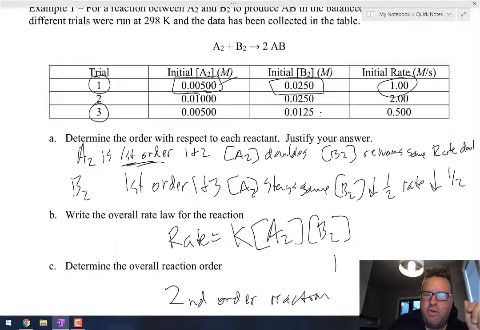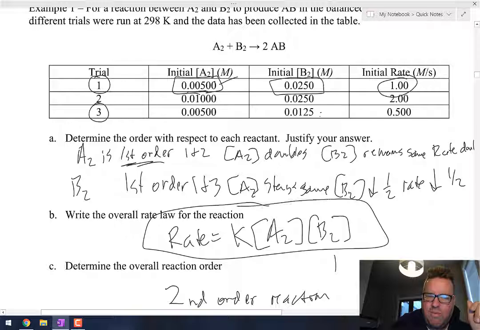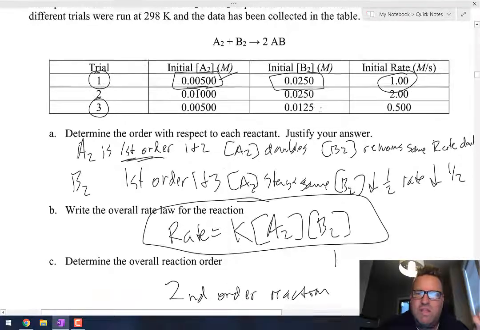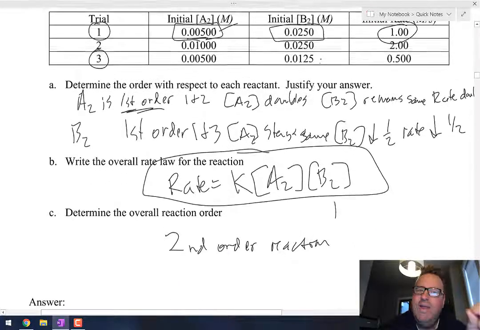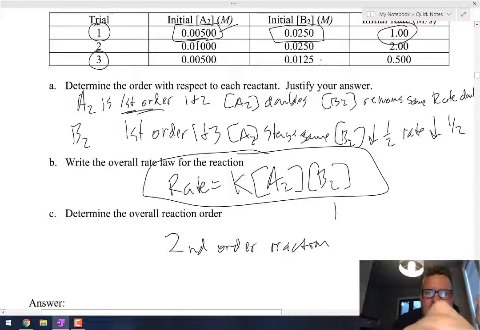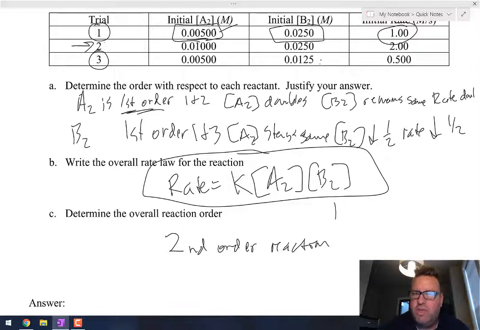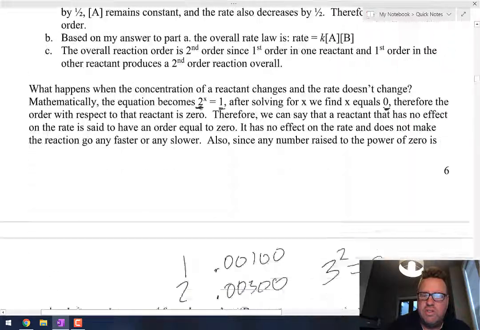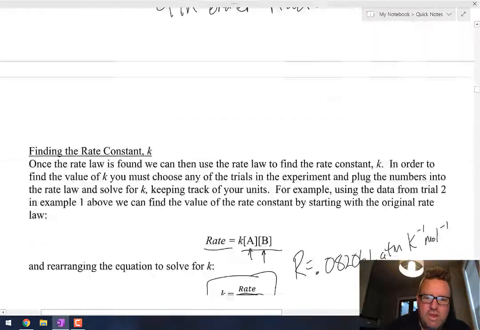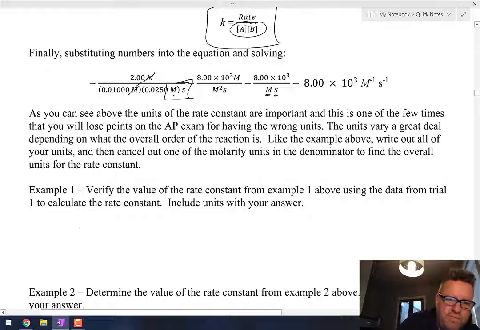And remember, here's our rate law right here. So we're going to use that rate law to find the value of K. And again, in my example, I use the information from trial 2. Theoretically, if our rate law is correct, it doesn't matter which trial we use. We should get the same result. So our rate is 1.00 molarity per second, and that equals K.